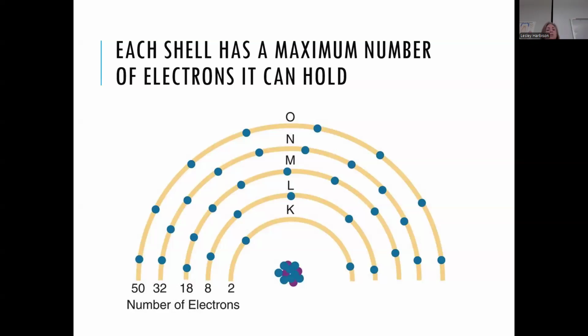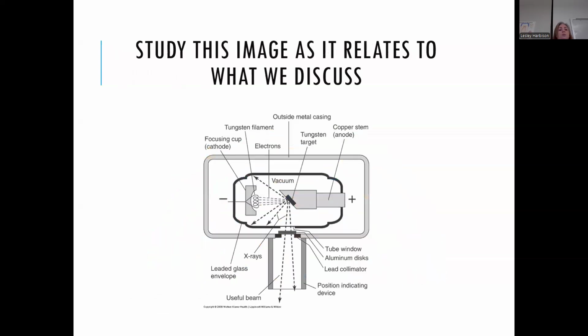So that's really the only one that you're really going to have to remember, the K shell. But in general, we sort of talk about outer shells and inner shells and if the binding is weak or strong.